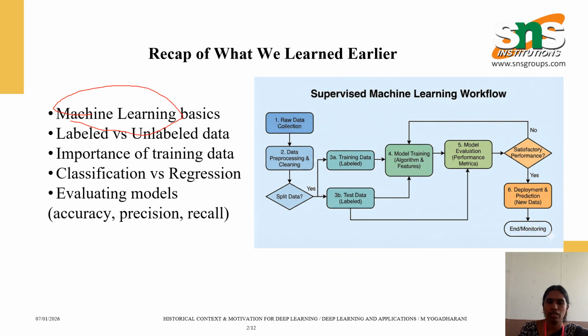Now, data can be classified into two types, that is labeled and unlabeled data. Labeled data means we already know the correct answer. For example, an email already marked as spam or not spam. And supervised machine learning always uses labeled data. Classification is one of the most important supervised learning tasks. So, classification and regression.